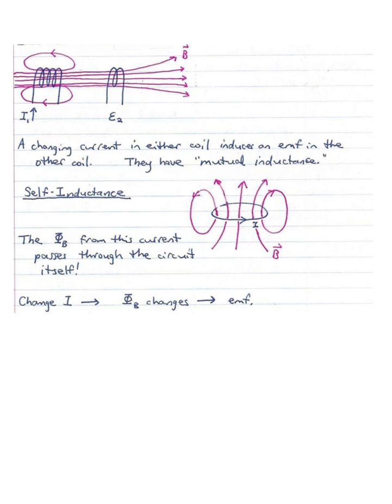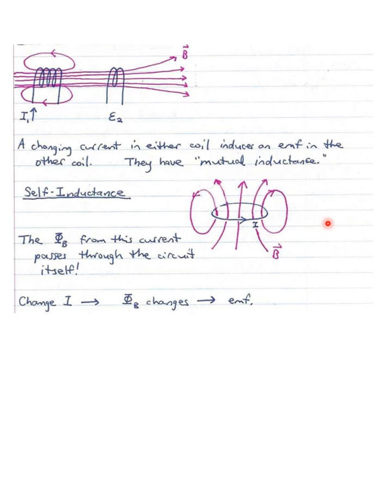And you've learned previously that a changing magnetic flux going through the coil on the right is going to induce a current. So a changing current in either coil will induce an electromotive force in the other coil. So they have what we call mutual inductance. Well, now I'm going to talk about a concept called self-inductance.